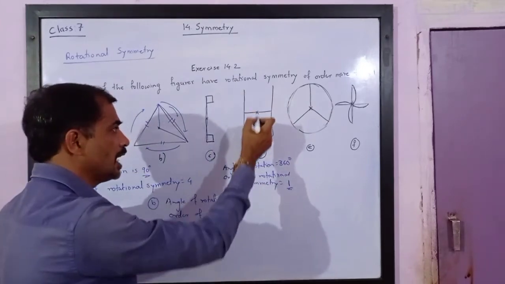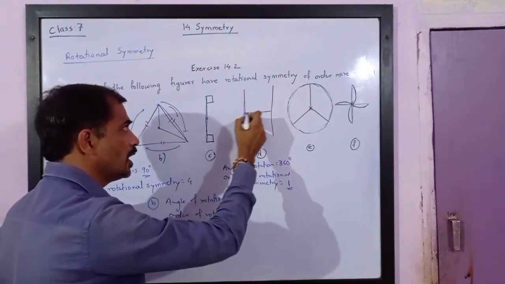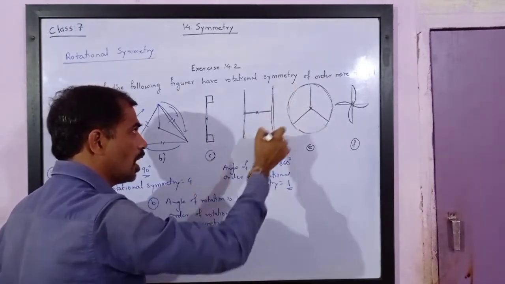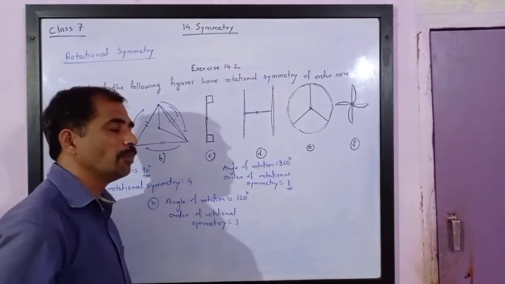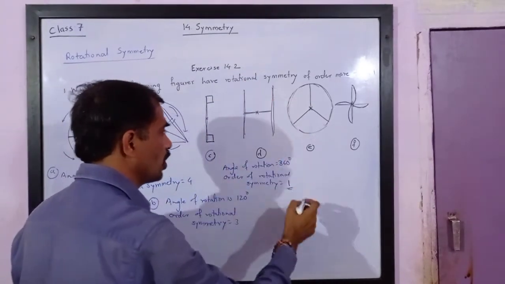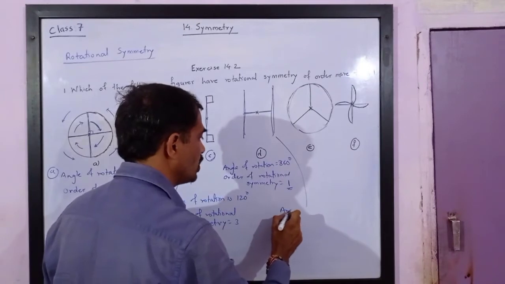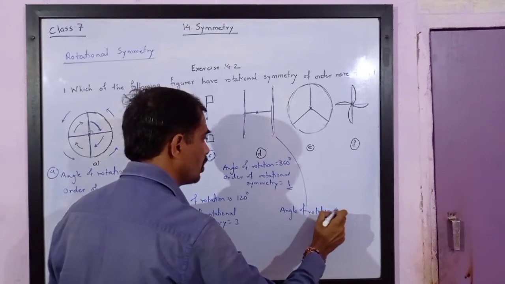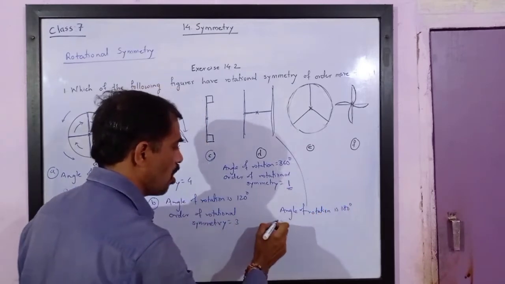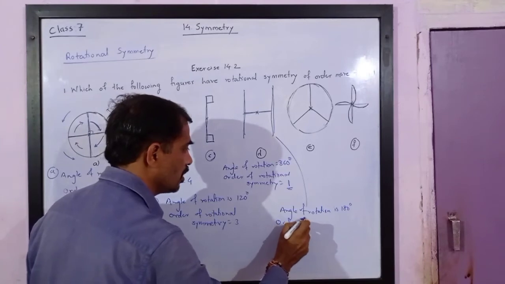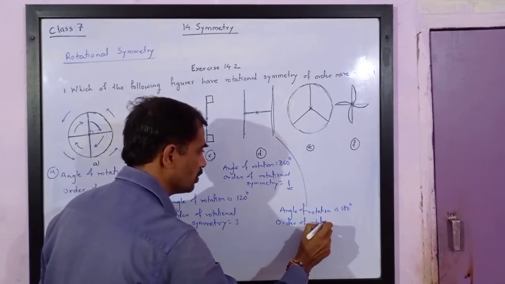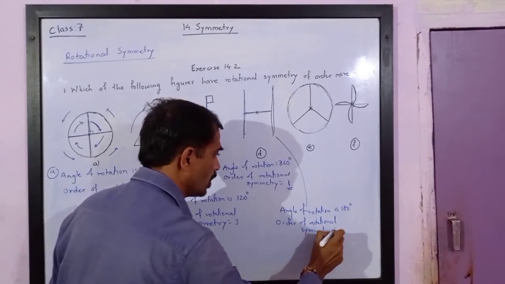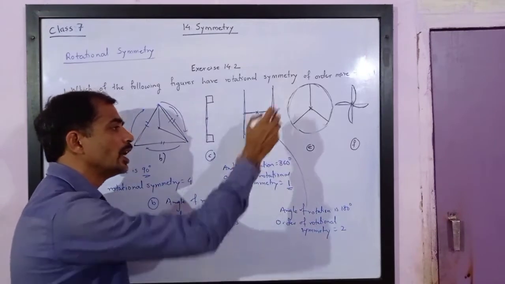Now see the next figure, D figure. In this, the figure is H-shaped. If you rotate exactly by 180 degrees, the top side will go down and the downside will go up. In that case, the angle of rotation is 180 degrees, and the order of rotational symmetry is 2. Next is E figure.